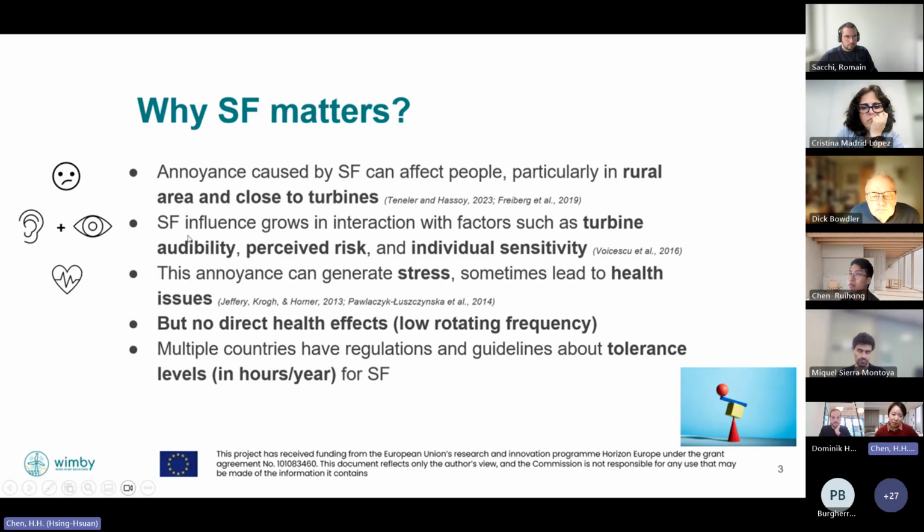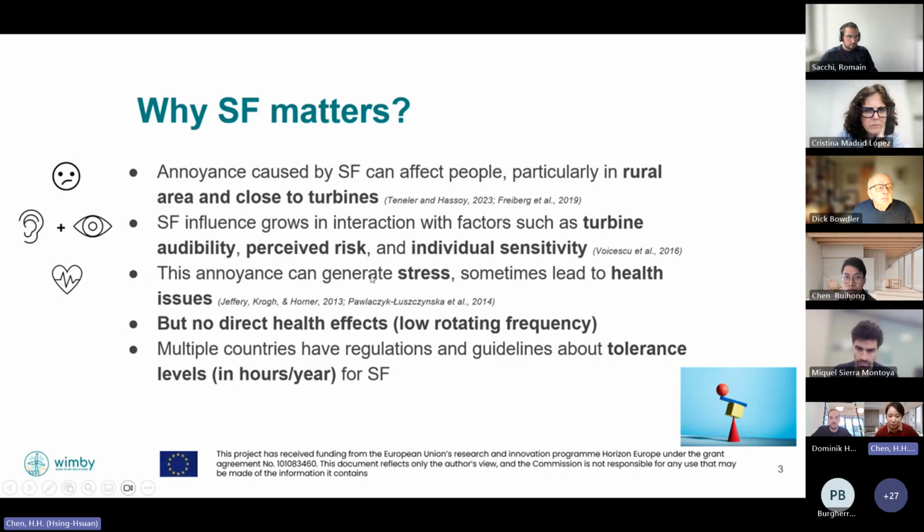And like the discussion of Roman and Dick before, this can also raise the annoyance because you have the combination of different factors. If you have noise and shadow flicker at the same time from the wind turbine, then people can feel more annoyed, or people already perceive risk in their environment, or some people have individual sensitivities. This all in combination can trigger or enhance the annoyance of the shadow flicker.